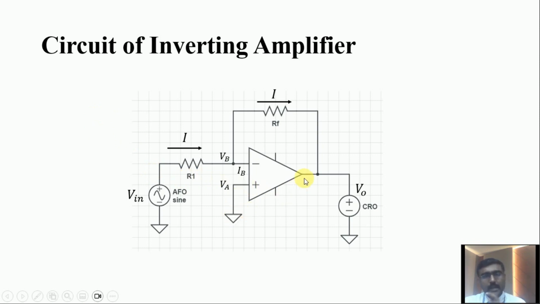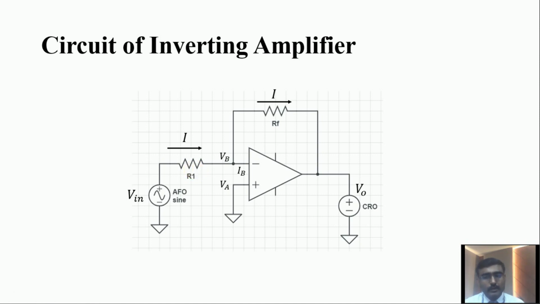What is next? The output. The output is connected to the CRO. Now, this is the feedback path. In the feedback path, we connect the RF resistor. This is the feedback resistor. On the input side, we connect one more resistor. This is the R1 resistor.